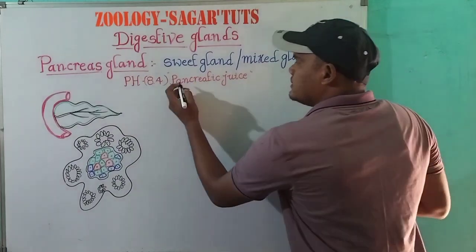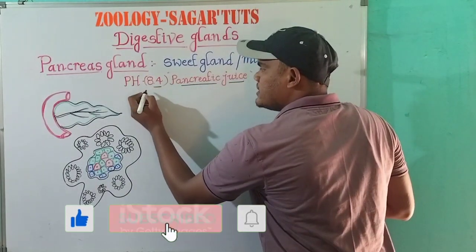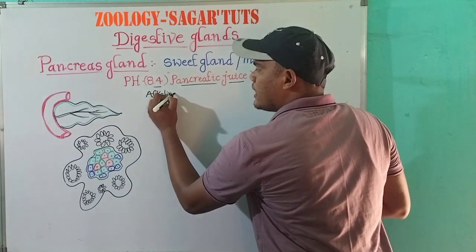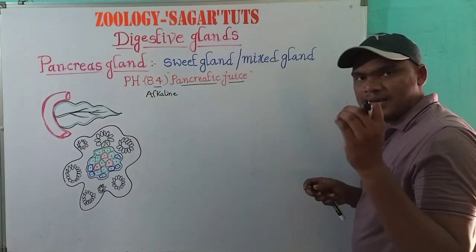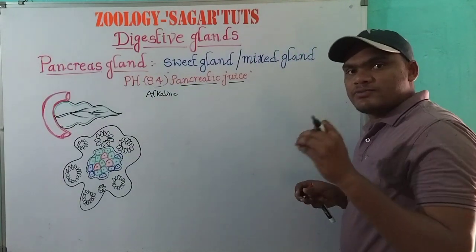Pancreatic juice, the pH is 8.4, that means alkaline. Pancreatic juice secretes from the pancreas gland. Actually, from which part does the pancreatic juice secrete?